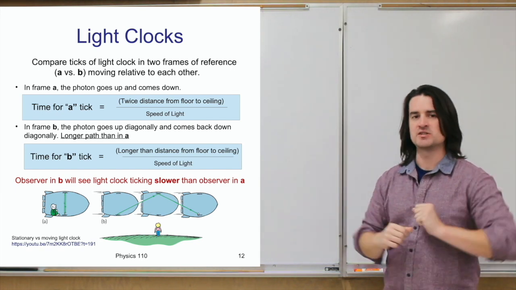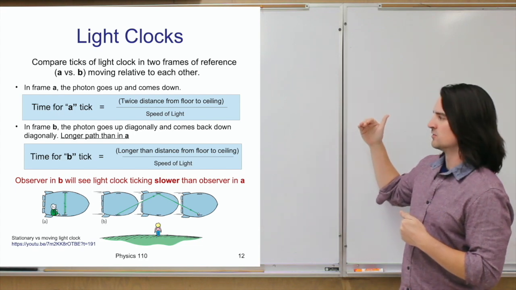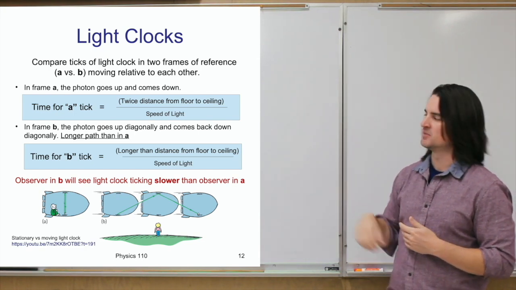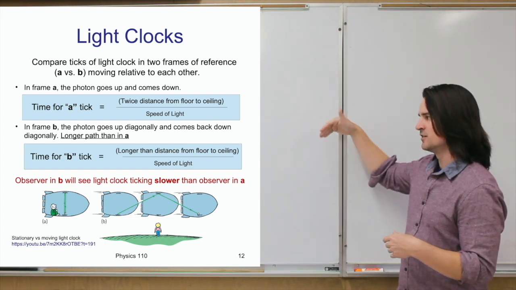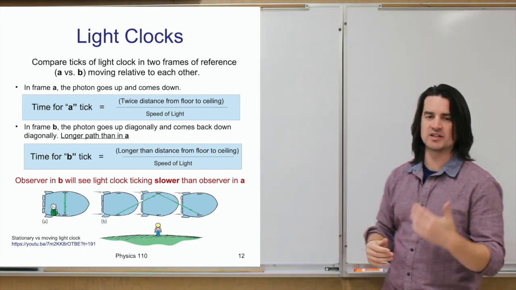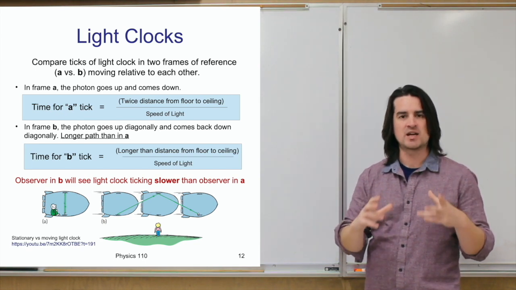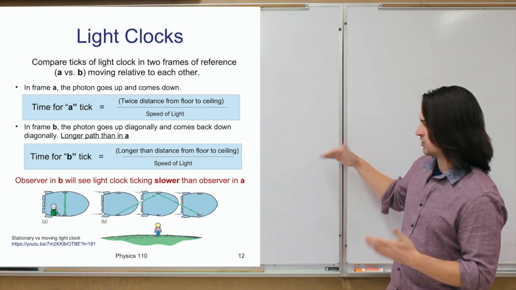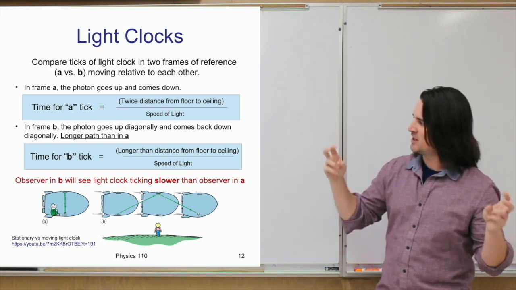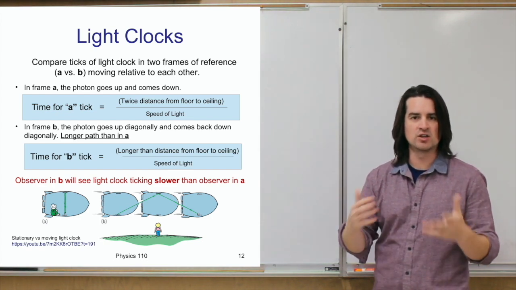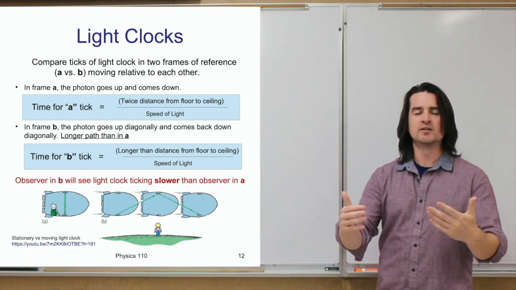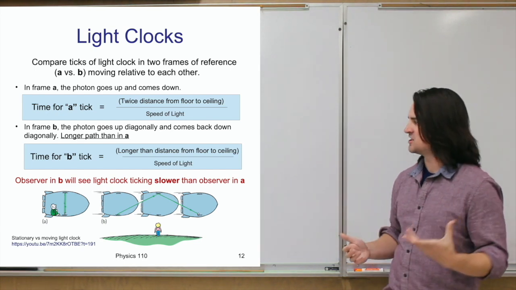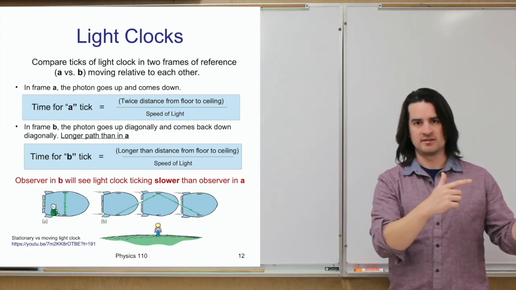So the time for B's tick is going to be longer. We don't have to know exactly what it is, but it's longer than the distance from the floor to the ceiling and back, because it's this diagonal path here. But you're still dividing that distance by the same speed, the speed of light, because each of these observers is going to observe light moving at the same speed. That's why the denominator of each of these equations is still the speed of light, 300 million meters per second. So if the denominator is the same and the numerator is bigger, that means the tick that B observes is larger. It takes a longer time for the clock to tick in B's reference frame. The consequence of this is that the observer in B's reference frame actually sees clocks ticking slower in the moving reference frame.